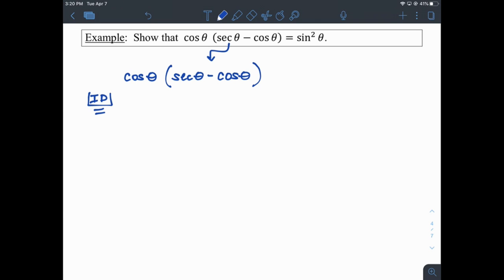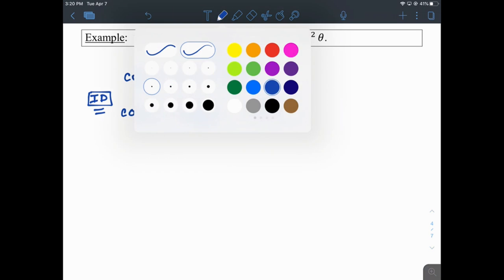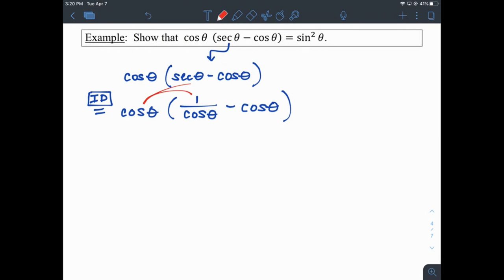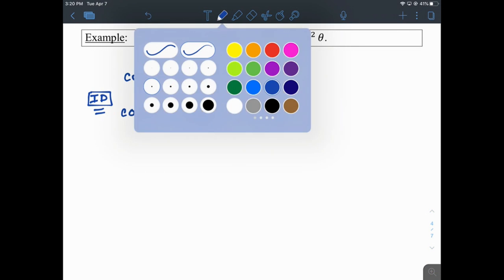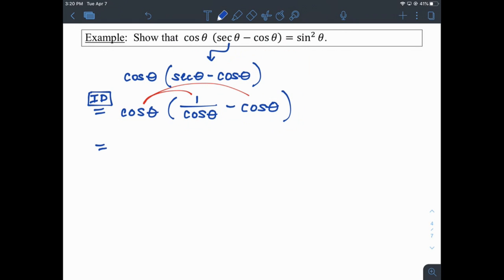So let's use 1D. Cosine theta in front hangs out. Secant changes. Cosine theta in the back hangs out. So just make that swap from secant to 1 over cosine, and now distribute. You could have distributed first and then used the identity. We're going to land at the same place.